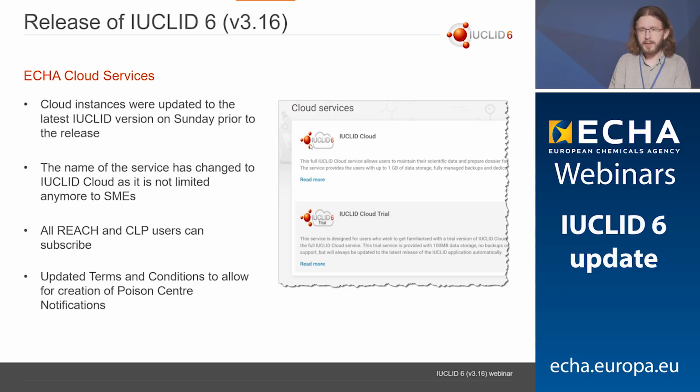You might have noticed as well, if you are an ECA Cloud Services user, that we updated slightly the name of the services in order to show that these services are not limited anymore to SMEs, small and medium enterprises, but they are available now to all Reach and CLP users. We have updated the terms and conditions to also allow the creation of Poison Center notifications.